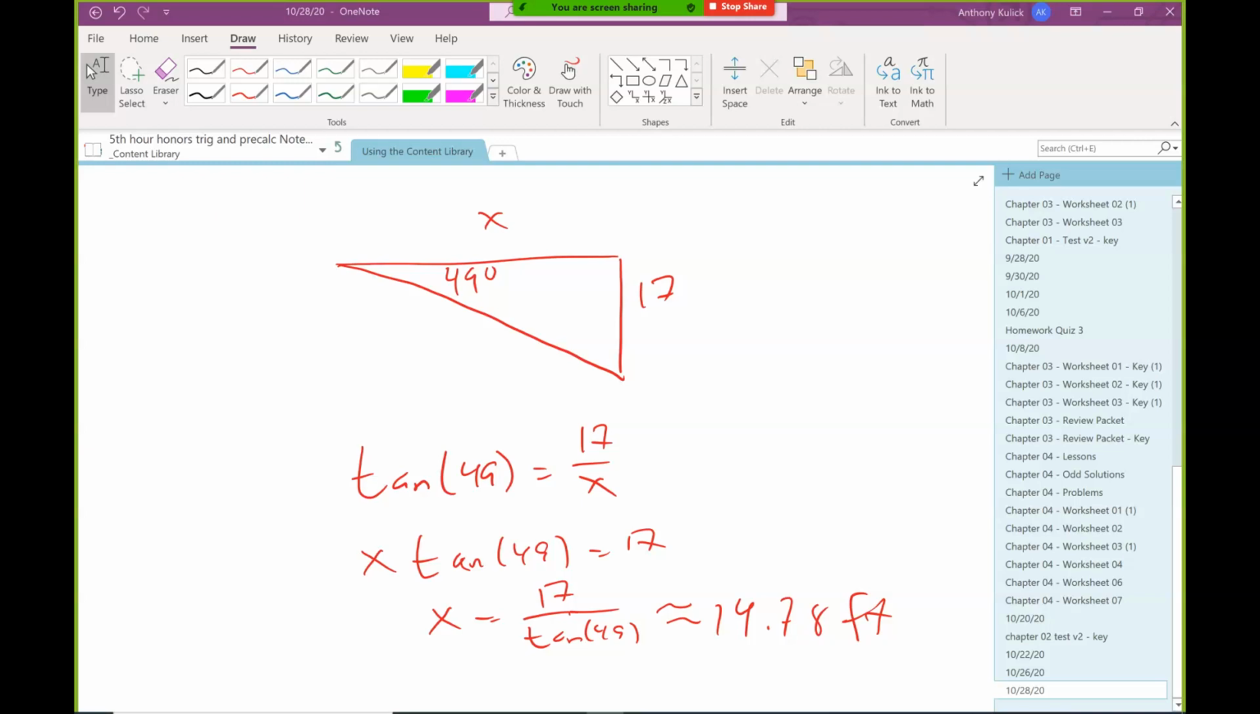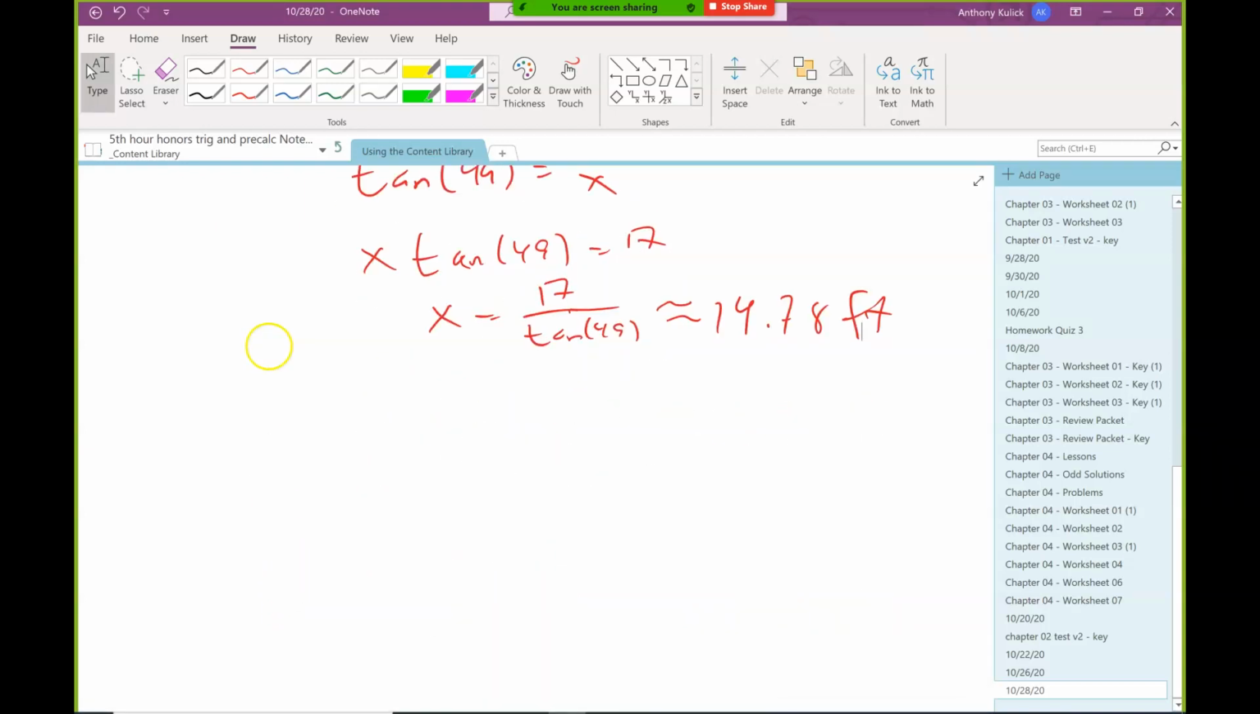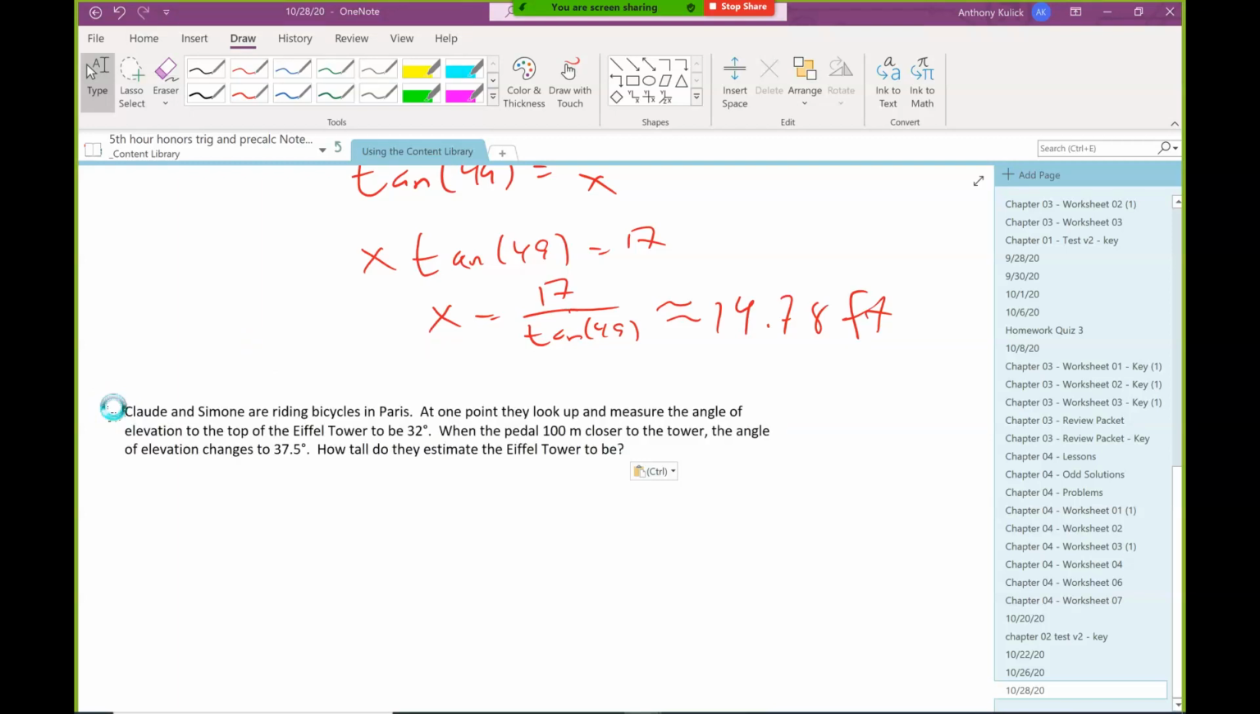Any questions so far? So far, this should feel pretty easy, right? The solving aspect of it. Maybe the trickiest part is getting the drawing done correctly, but if you can do that, it's usually pretty easy. This one's going to be a little bit more challenging, but one we can probably handle.